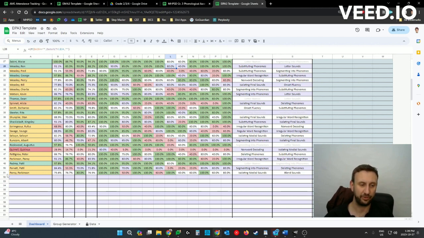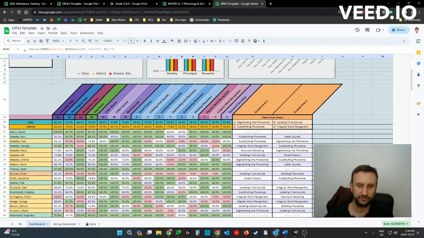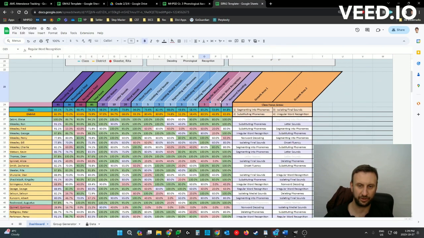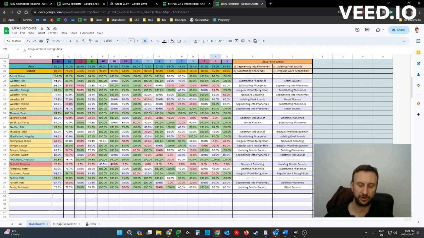So for example, when I look at Pansy Parkinson, she appears twice. That's a mistake. Anyways, when I look at Pansy, I can see that deleting phonemes and substituting phonemes are two growth areas for this student. And in fact, that actually hopefully matches our data where I have, wrong data here. I was reading that incorrectly. Sorry. For Pansy, it is regular word and irregular word recognition, and I can see that right here. Regular and irregular word are the two growth areas for her.